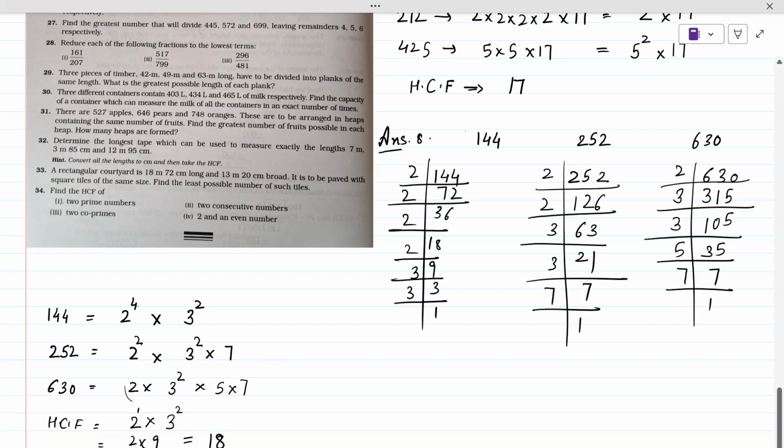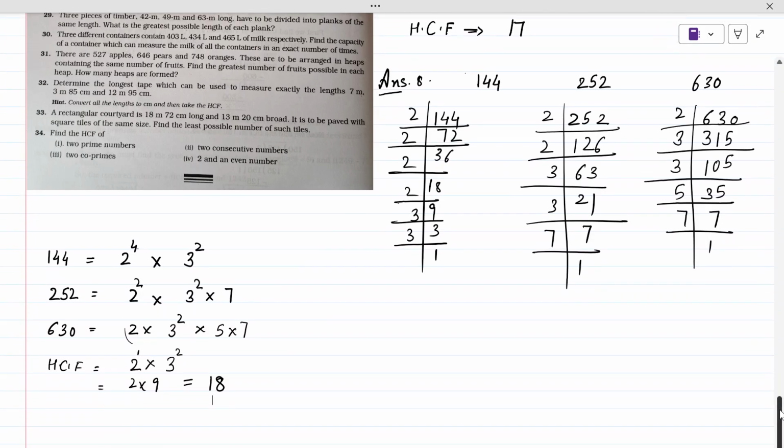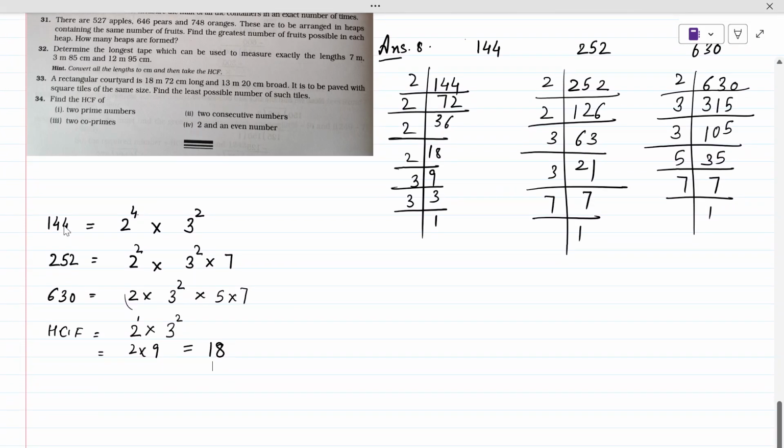Okay, so I hope you understood this. What we have done, we have found out the factors, and then we have written the factors in terms of their powers. And then the formula for HCF is, if we are writing in terms of powers, we have to take the least power of the common factors. So least power of 2 is 2 only, and for 3 is 3 raised to the power 2. Multiplying them, we have got the HCF, which is 18.